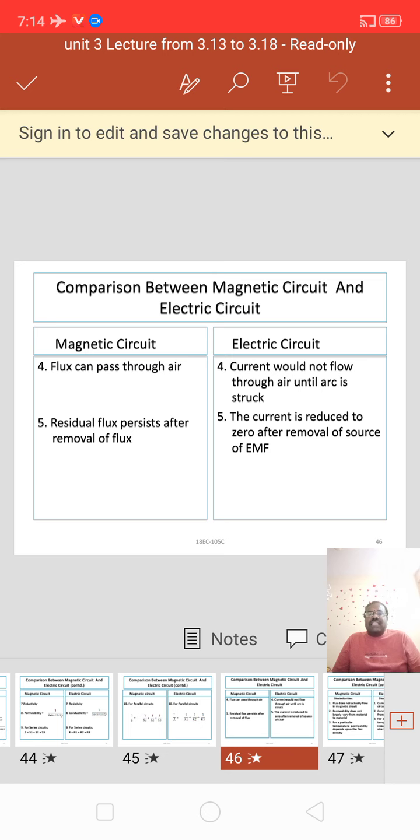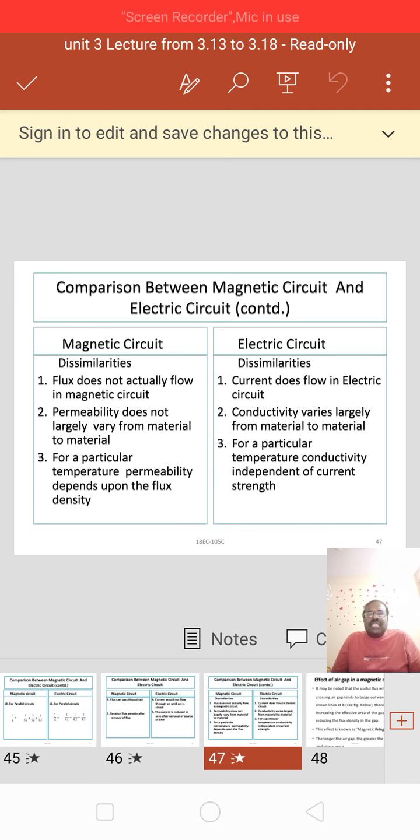Now, in the magnetic circuit, flux can pass through air. Next, current would not flow through air until an arc is struck. In the magnetic circuit, flux will pass through air. In the electric circuit, current would not flow through air until an arc is struck. Residual flux persists after removal of flux. The current is reduced to zero after removal of the source of EMF. Here residual flux persists after removal of flux, and here current is reduced to zero after removal of the source of EMF.